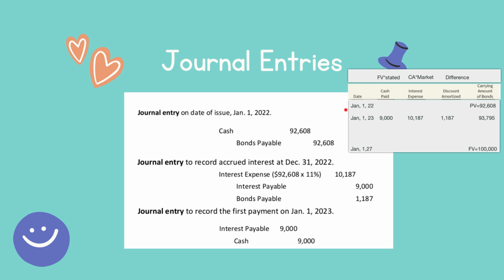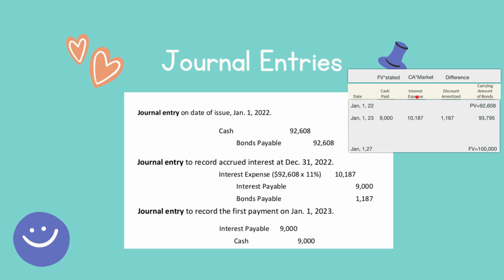Now after 1 year will be our payment. So on January 1, 2023, cash paid, it's the payment. We said face value multiplied by the stated rate. The face value is 100,000 multiplied by the stated rate, which is 9%. So it's going to be 9,000. It's going to be fixed. It's constant. 9,000, 9,000, 9,000 for 5 times.